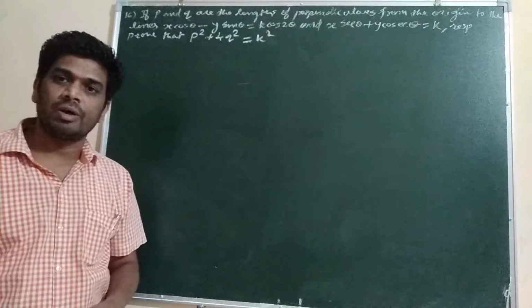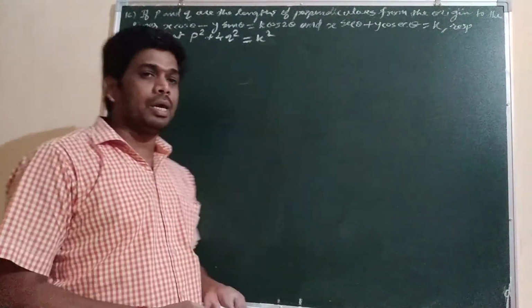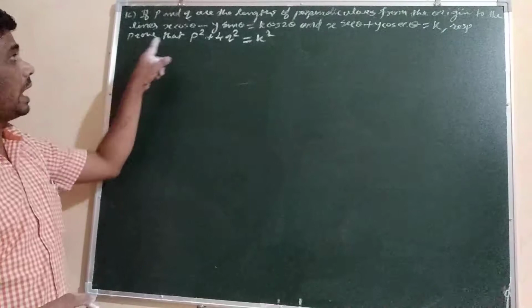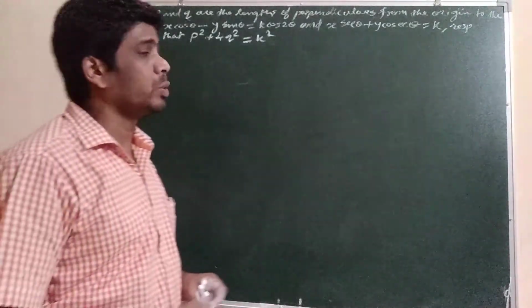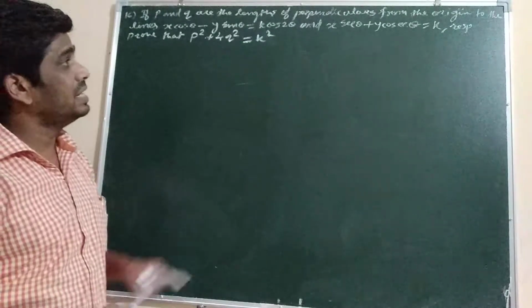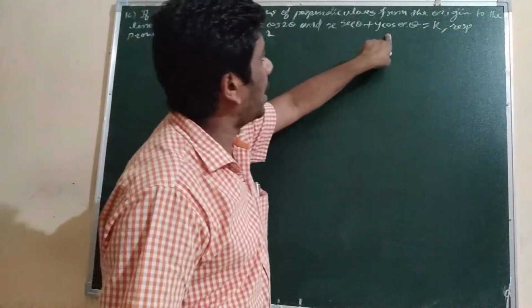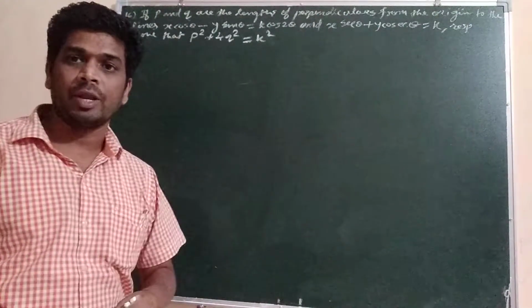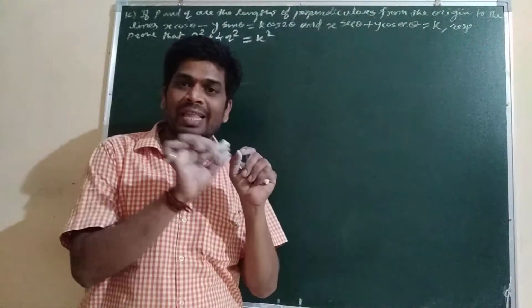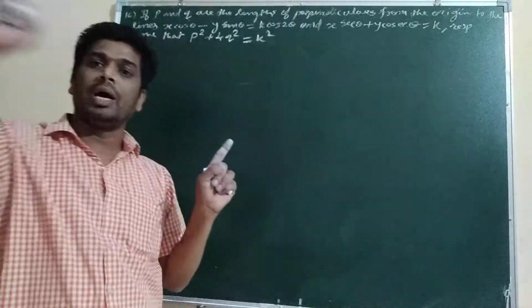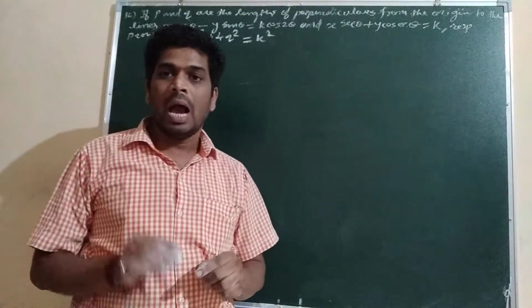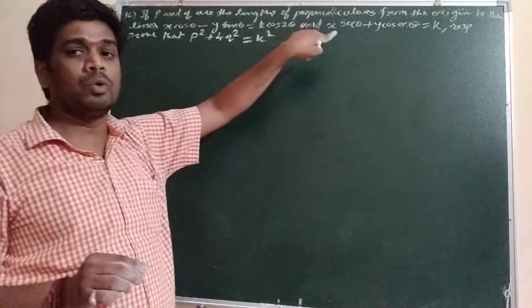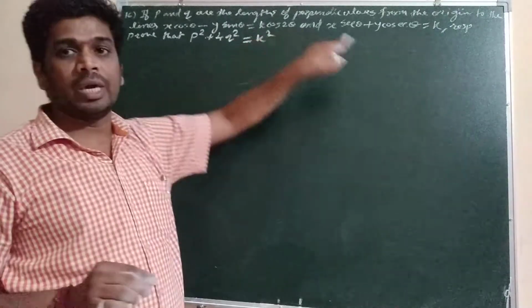Let's see the 16th question of the same exercise 10.3. Here p and q are the lengths of the perpendicular from the origin to the lines x cos theta minus y sin theta equal to k cos 2 theta, and x sec theta plus y cosec theta equal to k, respectively. Prove that p square plus 4q square equal to k square. Here p and q are the lengths of the perpendicular from the origin to the two given lines, and we have to prove that p square plus 4q square equal to k square.